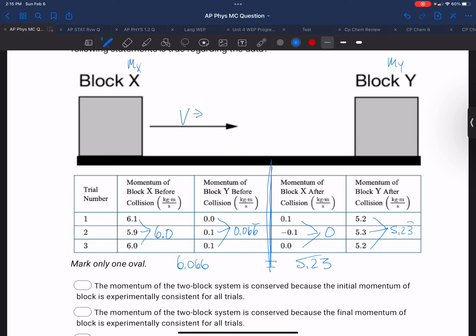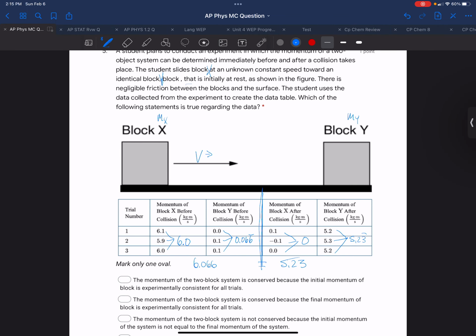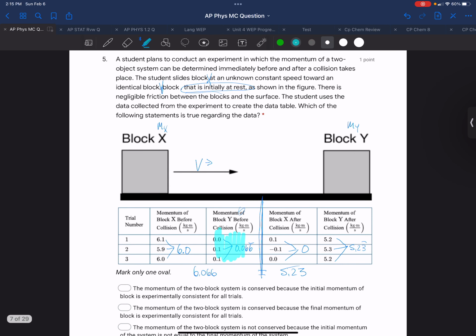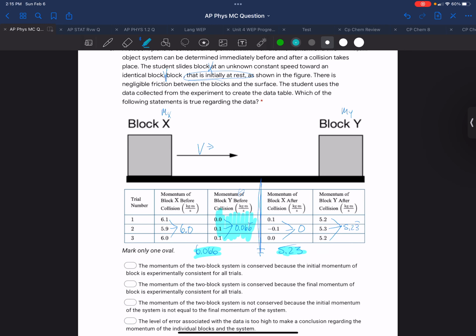Now, there are a couple things that seem odd about this. We are told that block y is at rest. So the momentum of y should be 0. This is bizarre, that's not 0. And it's also bizarre that these two are not equal to each other. We would expect them to be equal to each other, but based on the data, they're not. So there's some anomalies going on here.